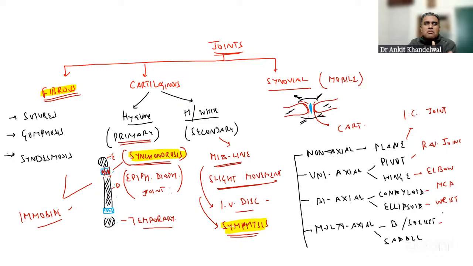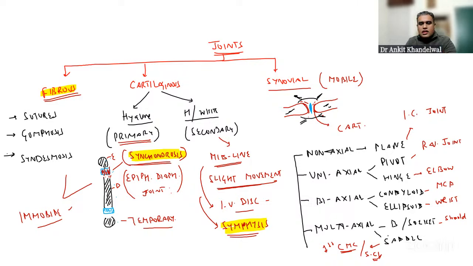Ball and socket, shoulder joint. We all know about shoulder joint. Saddle variety, again multiple axes, like first carpo-metacarpal joint. Even your sternoclavicular joint comes under saddle variety. Multiple axis movement. Okay. Basic classification is this.